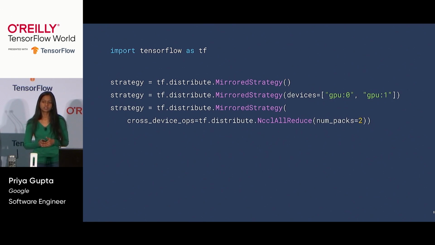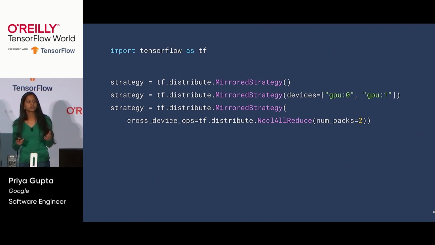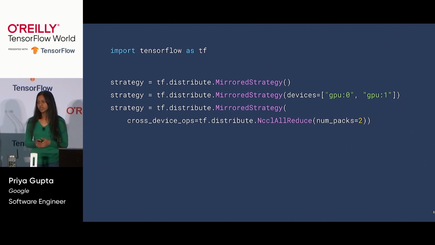The case we just saw was the simplest way in which you can create mirror strategy, but you can also customize it. So let's say by default, it will use all the GPUs available on your machine for training. But if you want to only use specific ones, you can specify them using the devices argument. You can also customize what all-reduce algorithm you want to use by using the cross-device ops argument.